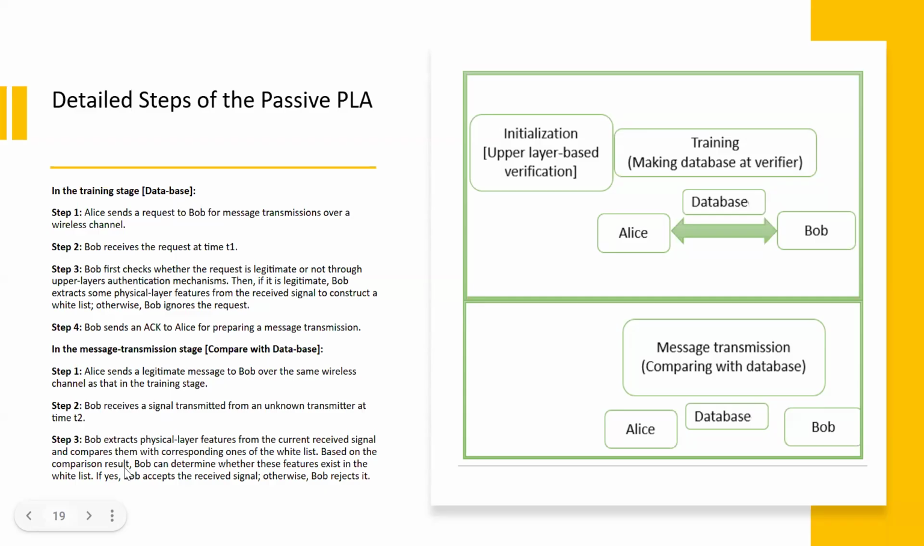Based on the comparison result, Bob can determine whether these features exist in the whitelist. If yes, Bob accepts the received signal, otherwise Bob rejects it.